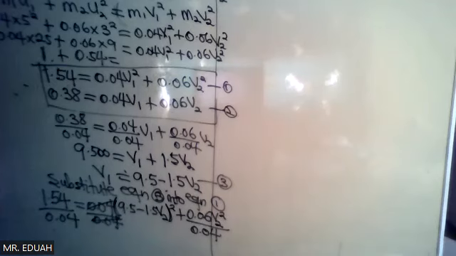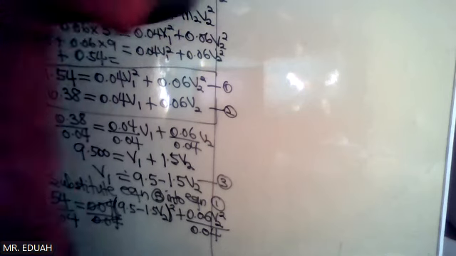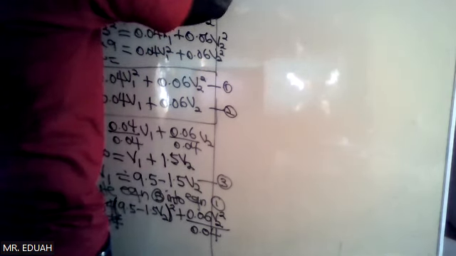So, Ekweadoma, divide 1.54 by 0.04 for me. What is 1.54 divided by 0.04? 38.5.